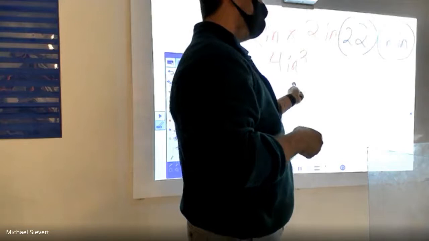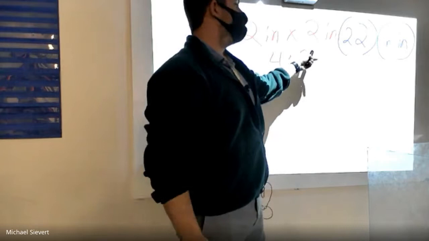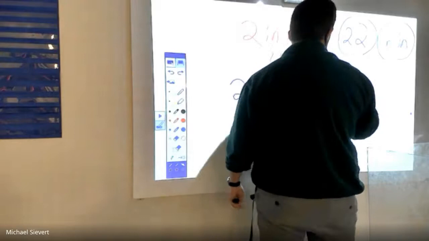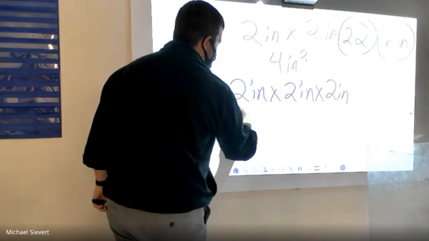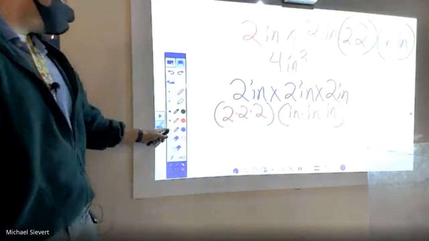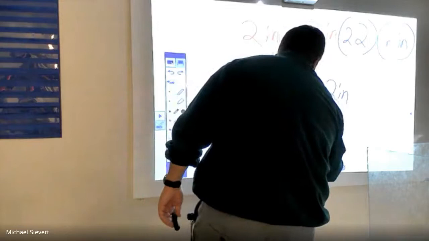What do you do with inches? You multiply them together, but they don't change into a foot or anything. So you just say inches squared, that means you have 2 inches. Now with volume, you got 2 inch times 2 inch times 2 inch, which in parentheses looks like 2 times 2 times 2 times inch times inch times inch, which gives you, what's 2 times 2 times 2? Antoine? 8 inches cubed, because you got 3 inches.